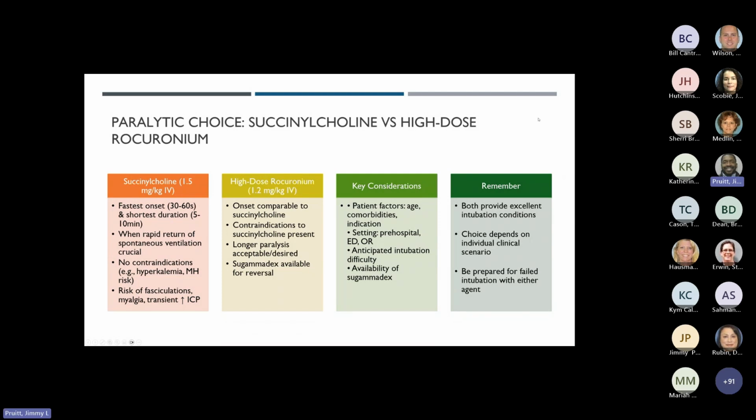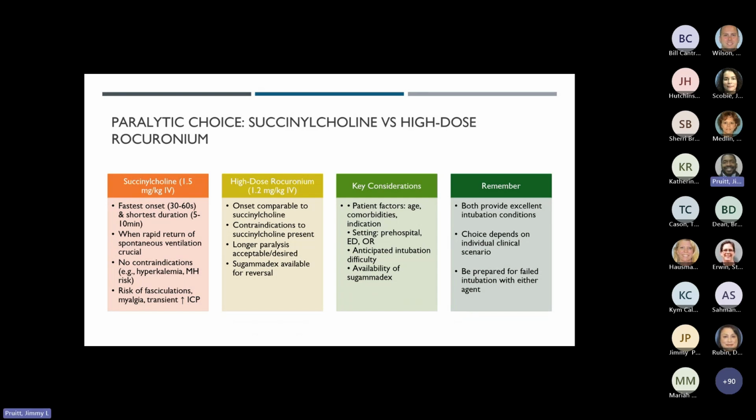And I think I've kind of belabored this point quite a bit. You have to dose the agents accordingly. So the succinylcholine is going to have a rapid onset of 30 to 60 seconds. You have to use high dose rocuronium, and everything can matter based off your patient, the age, comorbidities, indications, and then figuring out the setting of where you're going to be intubating them, what's going to be the anticipated intubation difficulty, and whether or not you have reversal agents available.